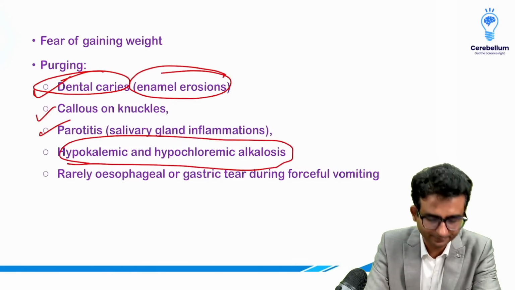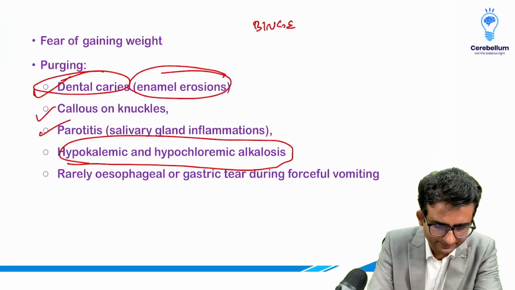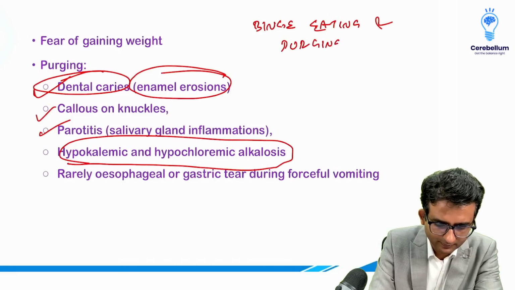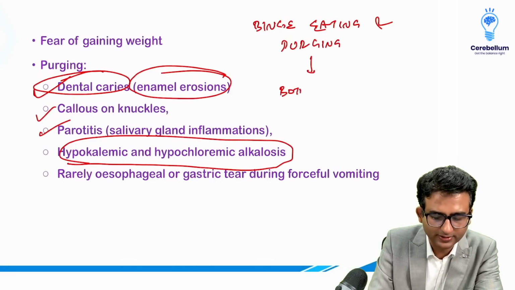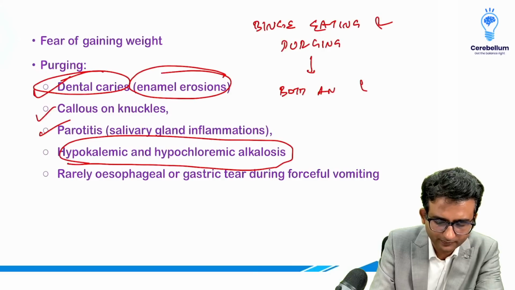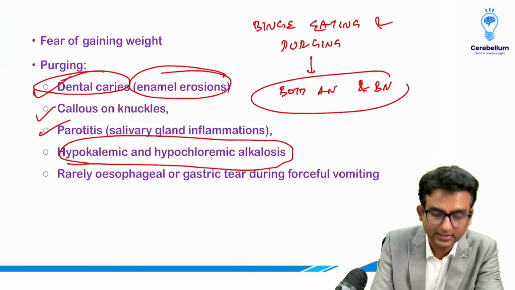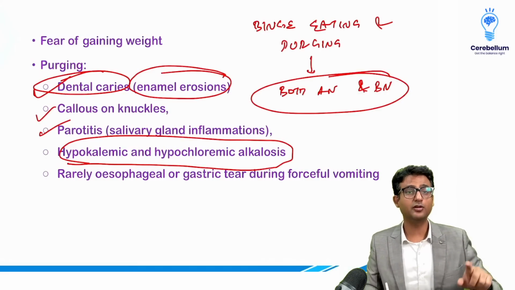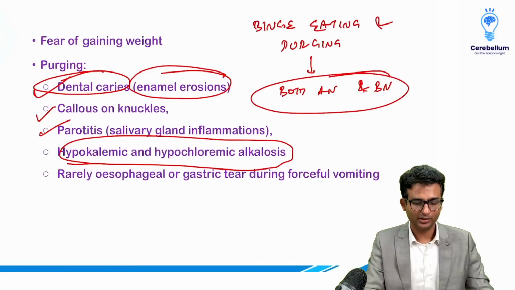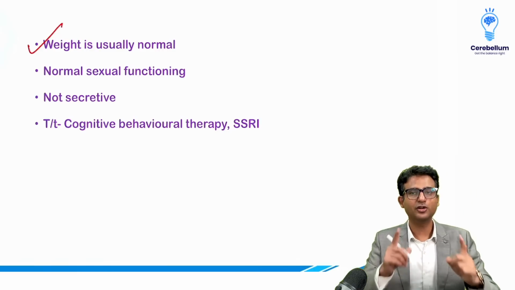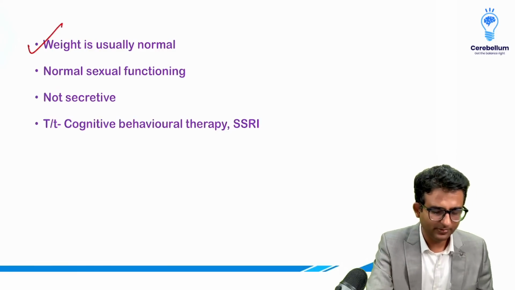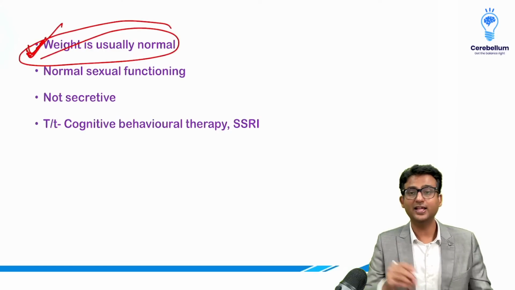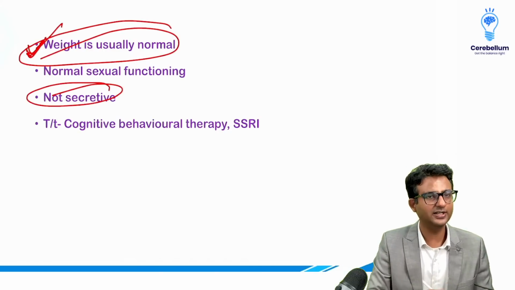Important thing to remember, binge eating and purging can be seen in both anorexia nervosa and bulimia nervosa. It's not that only in bulimia nervosa binge eating and purging happens. It can happen in anorexia also. So how will you differentiate? On the basis of weight. In anorexia, weight is significantly low. In bulimia, weight is usually normal. This is the most important thing. Unlike anorexia nervosa, patients are not secretive, they take treatment.